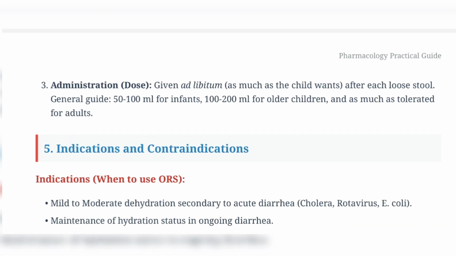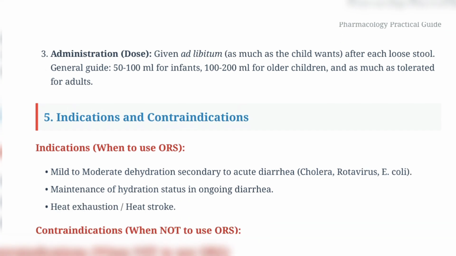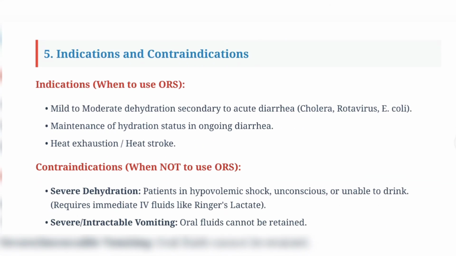Administration: the dose is given ad libitum, as much as the child wants, after each loose stool. General guide: 50 to 100 ml for infants, 100 to 200 ml for older children, and as much as tolerated for adults. Indications and contraindications of the ORS.